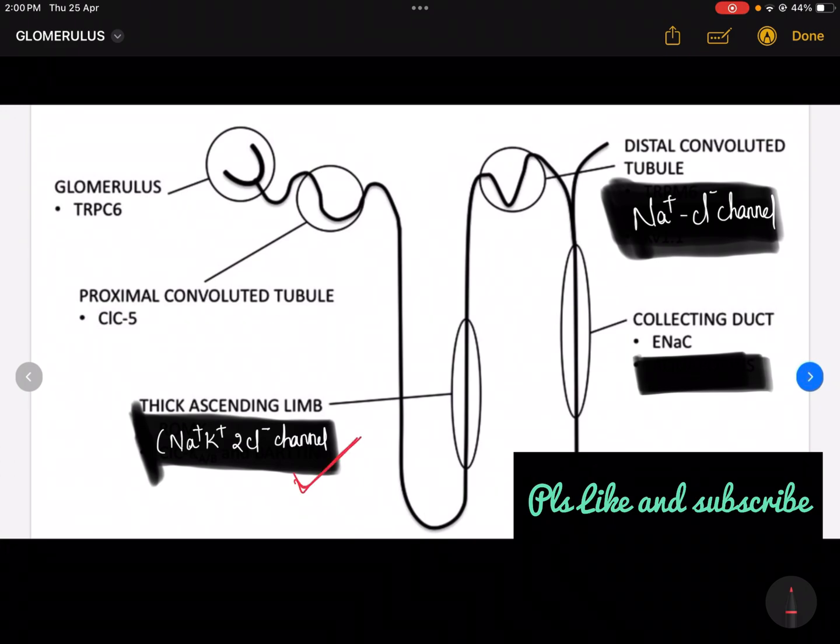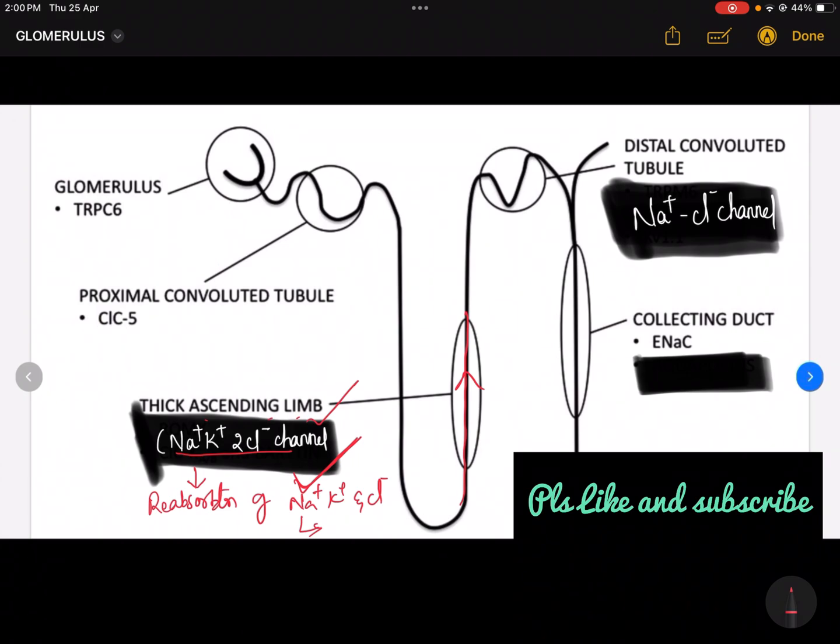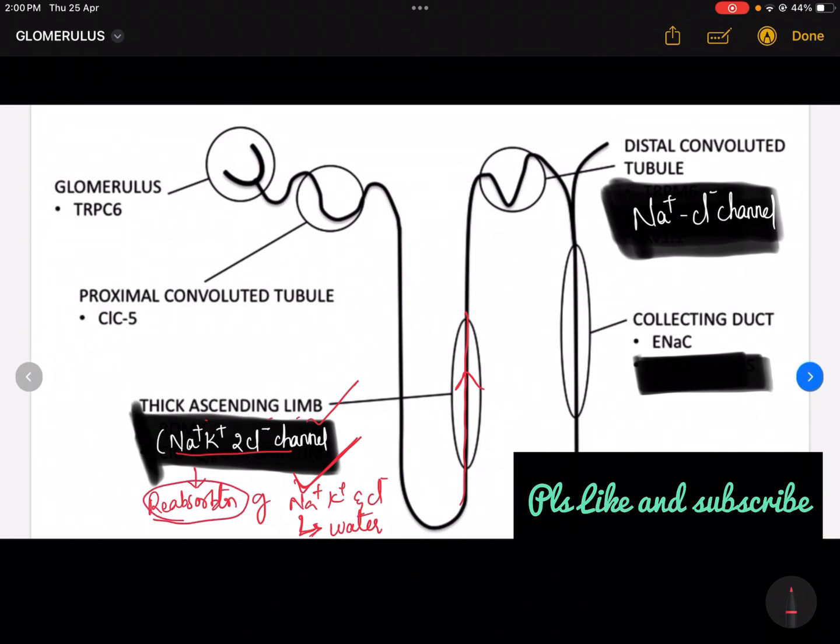So first channel is sodium potassium 2 chloride channel in the thick ascending limb of loop of Henle. What is the normal function of this? The normal function of this is reabsorption of these 3 ions. Here this is the thick ascending limb. Here you will find this channel. The normal function is reabsorption of sodium, potassium and chloride ions. Sodium also drags water along with it. This is the normal function.